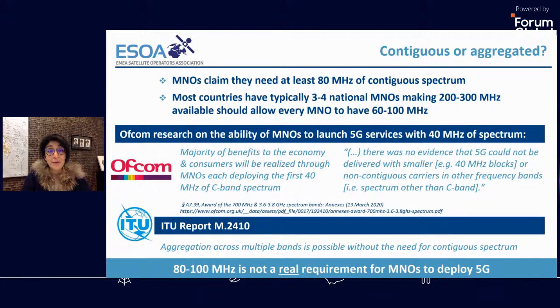Ofcom, the UK regulator, has researched this, and they concluded that the majority of benefits to the economy and users is realized through MNOs first deploying 40 megahertz of C-band spectrum. There was no evidence to show that 5G could not be delivered with smaller, for example 40 megahertz blocks, or non-contiguous carriers. This is also supported by the ITU's report M.2410, where they note that aggregation across multiple bands is possible without the need for contiguous spectrum. So I think it's safe to say that having 80 to 100 megahertz is not a real requirement in terms of contiguous spectrum for MNOs to deploy 5G. Next slide.